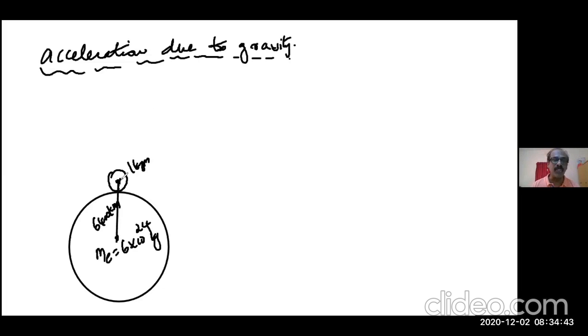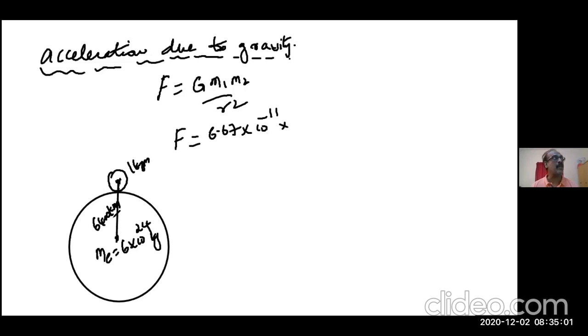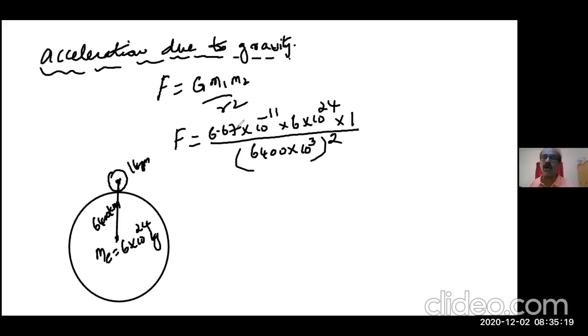Now let us calculate force of attraction between these two bodies. F is equal to G m1 m2 divided by r squared. F is equal to G, gravitational constant, 6.67 into 10 to the power minus 11. M1 is mass of the earth, 6 into 10 to the power 24, into mass of the body 1 kilogram, divided by radius 6,400 into 10 to the power 3 whole squared. If you try to solve it later, your answer will come 9.8 Newton.